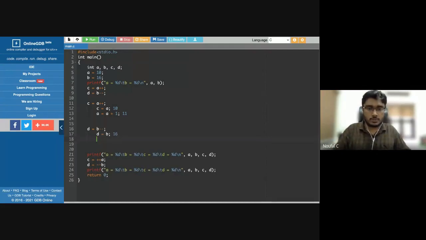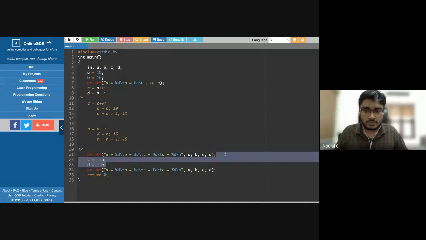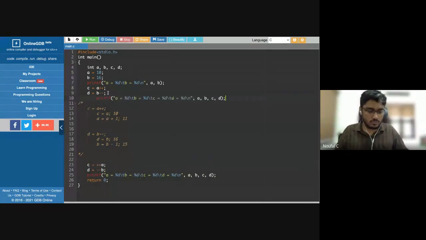Next, what happens is B is equal to B minus 1. The value of B was already 16, and after decrementing it becomes 15. So B's value would now be 15. Okay, so this is what you get as the output. I am just writing it here inside two comments. We will talk later about what the slash star and star slash are. So that is all about this line.